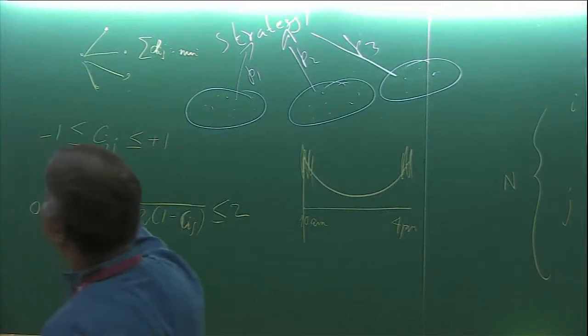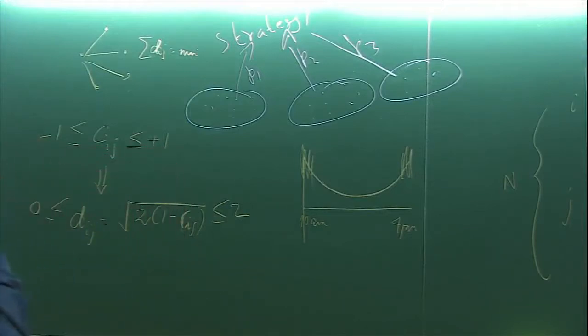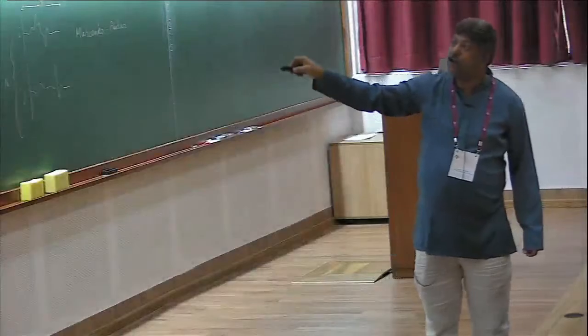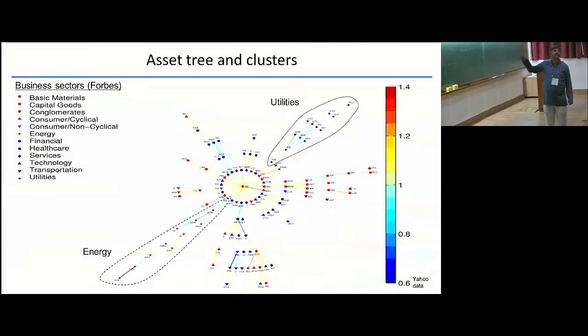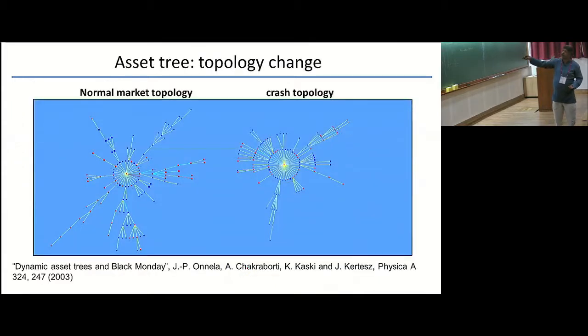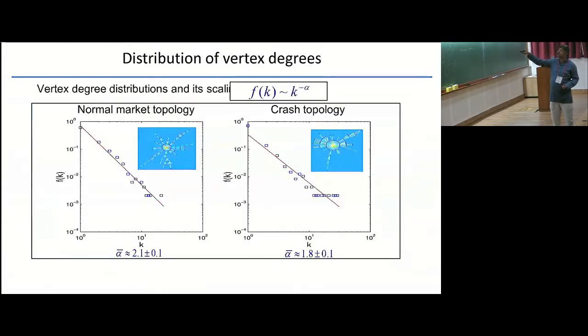We connect that and we show you in detail that this is the type of tree you will get. General Electric is in the center, which is highly correlated with all of these. You'll find that all the energy companies are in one branch, and all the utility companies are in another branch, because this is basically hierarchical clustering. But you'll see that the structure or topology of the normal market is very different from a crash. You can look at the topological properties, for example, how the degree distribution changes, and study these details.